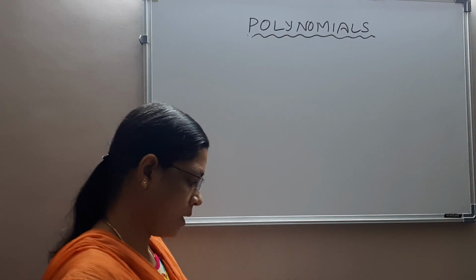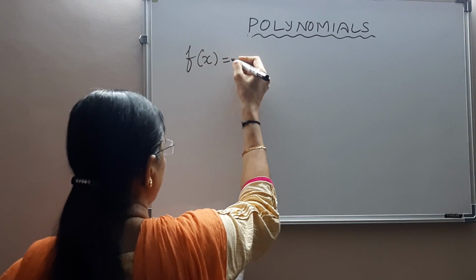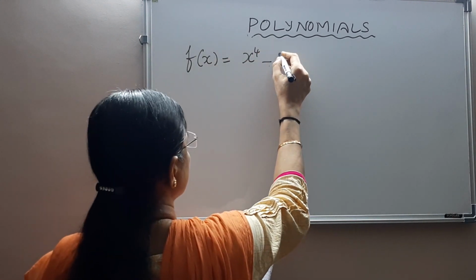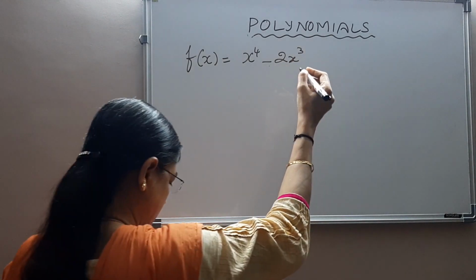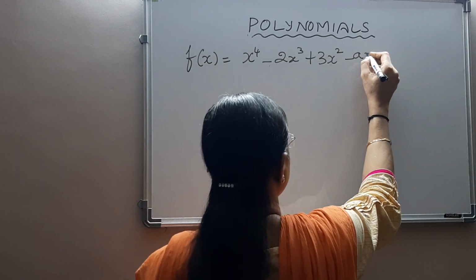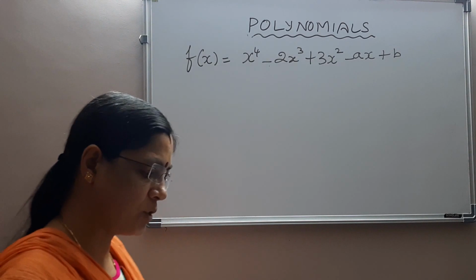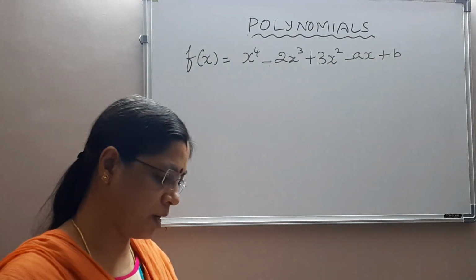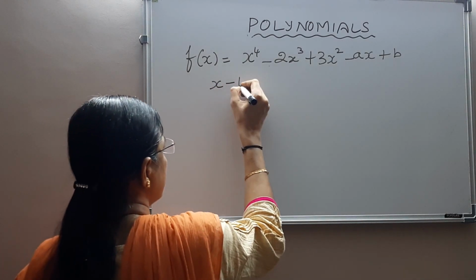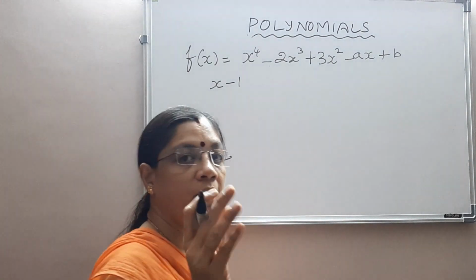Okay, now the next one is C. Here again f of x is equal to x power 4 minus 2x cube plus 3x squared minus ax plus b. Another sum of this type is a polynomial such that when it is divided by x minus 1 and x plus 1, okay, listen carefully, it leaves remainder 5 and 19.